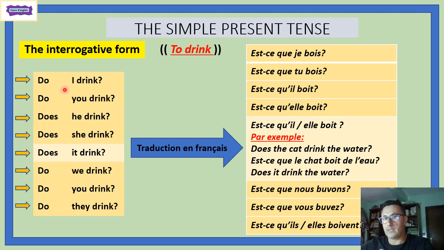Do I drink? Est-ce que je bois? Do you drink? Does he drink? Pourquoi does et non pas do? Parce que là, on a la troisième personne singulier. Does she drink? Does it drink? Do we drink? Do you drink? Do they drink? Voilà. Est-ce que je bois? Est-ce que tu bois? Ainsi de suite.